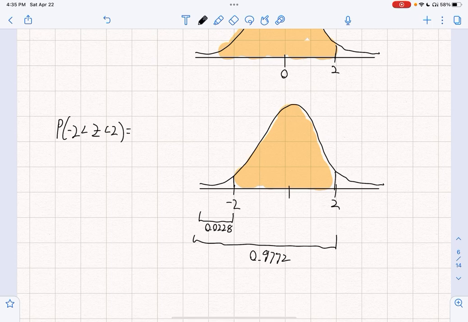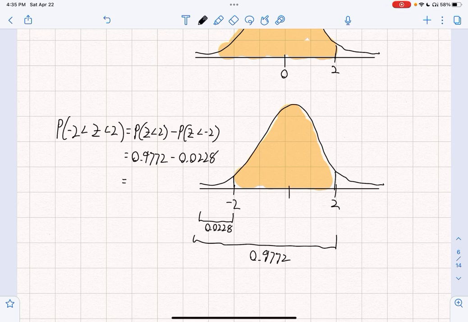So that means I can rewrite this as the probability that z is less than 2 minus the probability z is less than -2, which is equal to 0.9772 minus 0.0228. We calculate that. We get 0.9544.